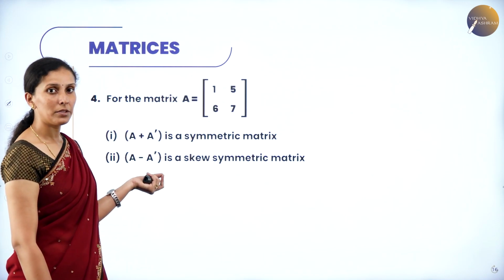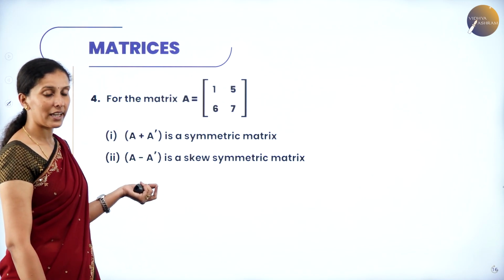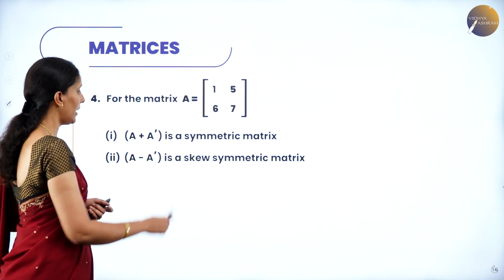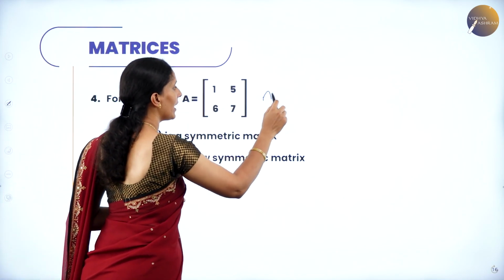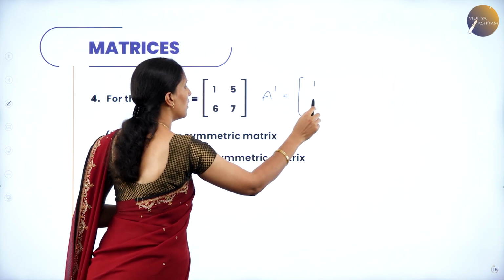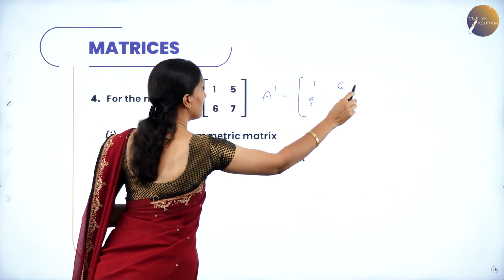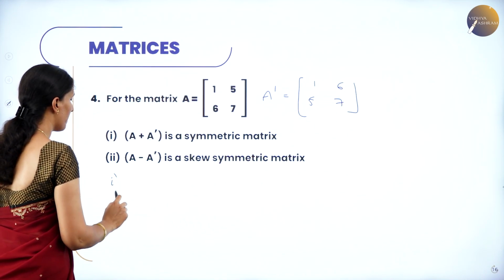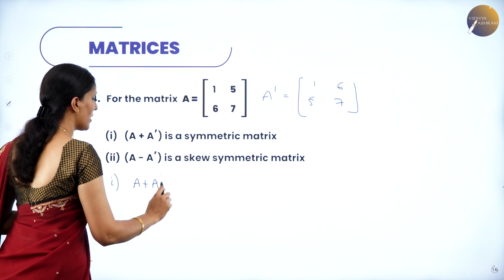So, this is from the theorem. We already know this by taking an example, but let's prove it again. So, we have A here. Let me take A transpose. What is A transpose? 1, 5, 6, 7. So, first one, A plus A transpose.